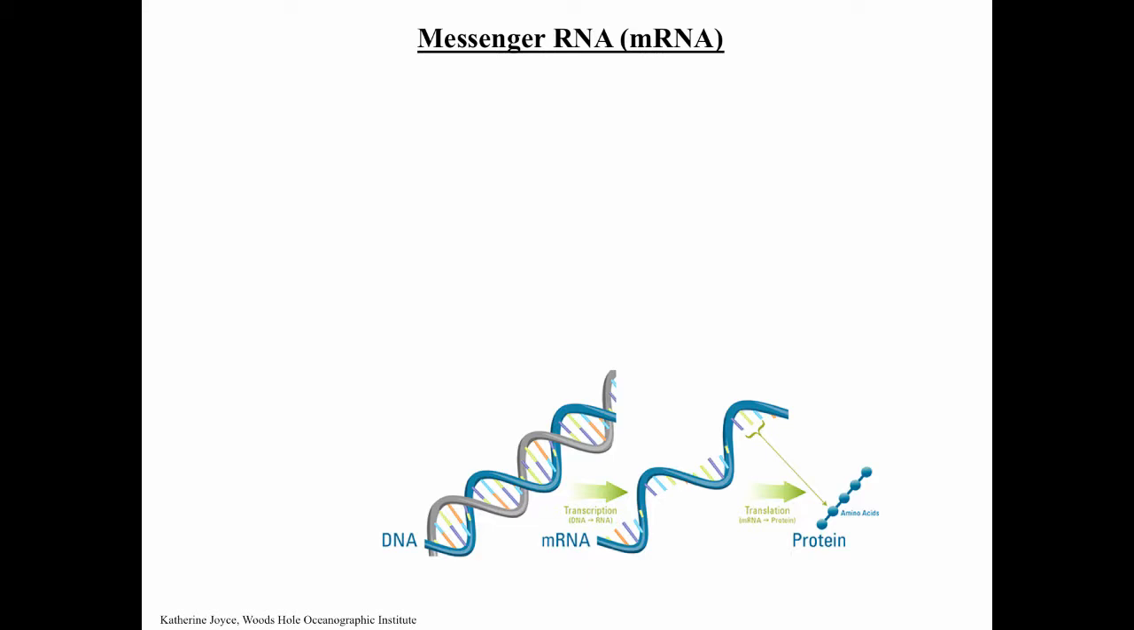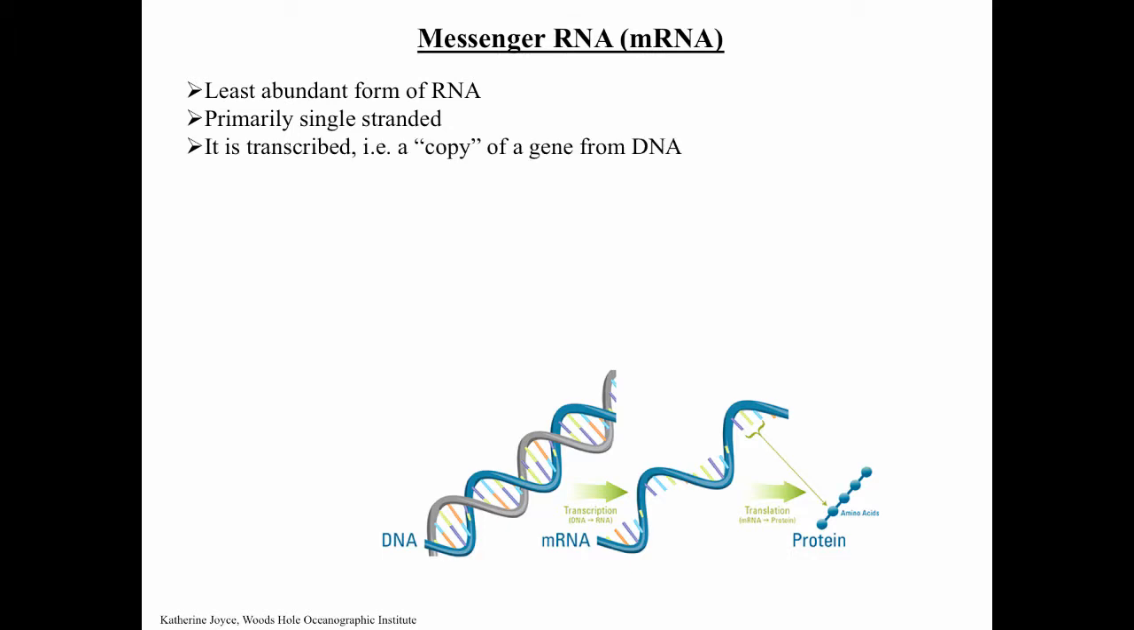Okay, so messenger RNA, this is probably the RNA that you know the most about. This is really the RNA that codes for genes, which code for proteins. And interestingly, messenger RNA is actually the least abundant form of RNA in the cell. It's primarily single-stranded, and mRNA is that unit that transfers the genetic material from the nucleus into the cytoplasm and codes for protein.